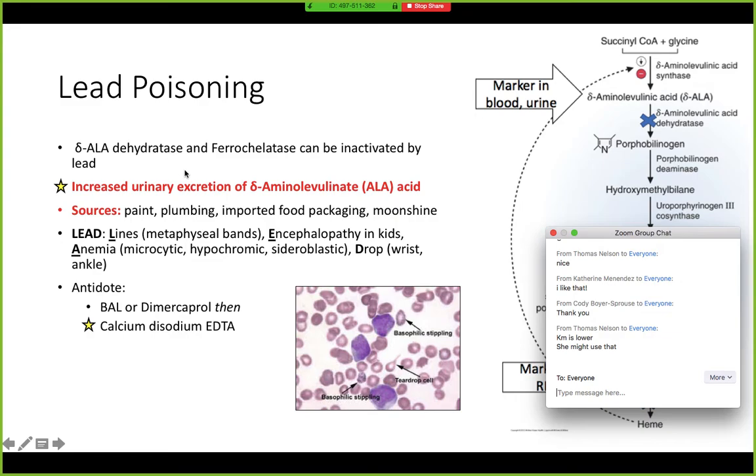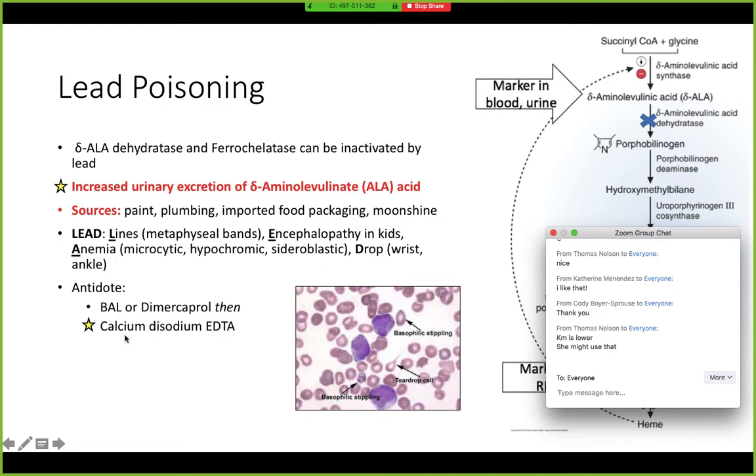Most people are familiar with lead poisoning: paint from old houses, plumbing, apparently imported food packaging, and then moonshine. Her mnemonic was LEAD. So you see the metaphyseal bands, encephalopathy, anemia, which is a microcytic hypochromic anemia. I included a histo slide for you in case that shows up. You'll see basophilic stippling, and then the ring sideroblasts, and then also both wrist and ankle drop.